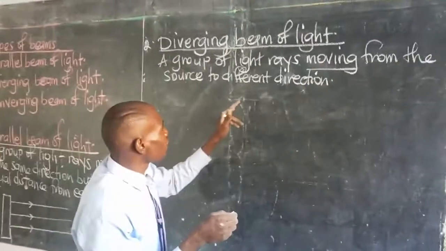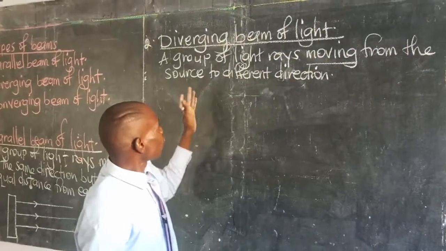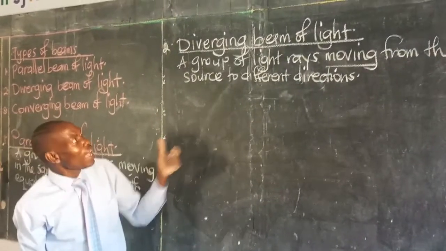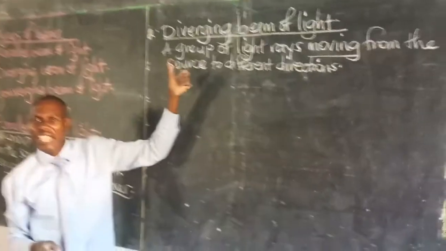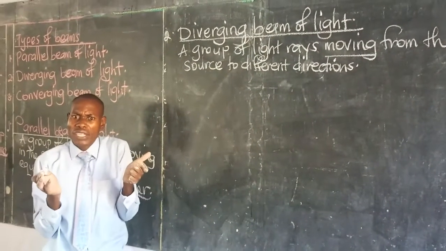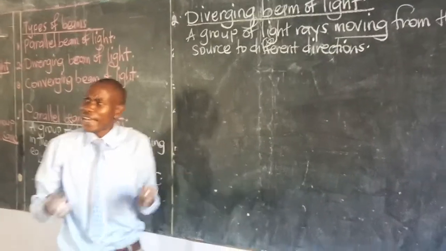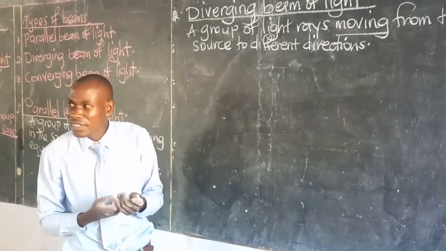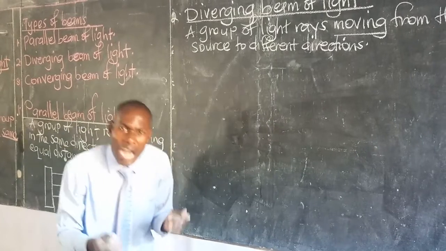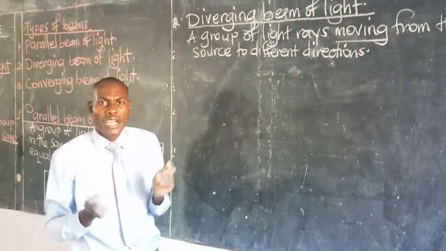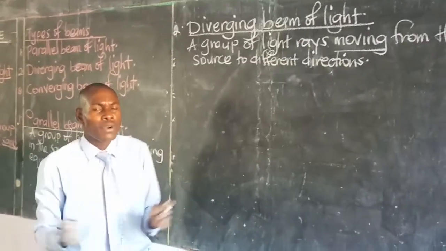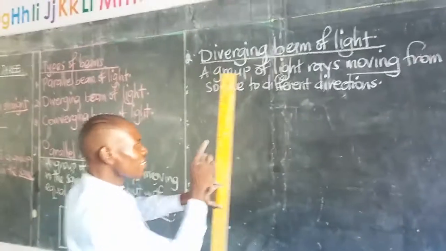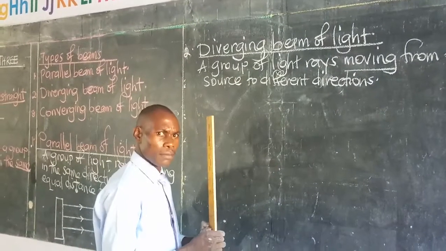A group of light rays moving from the source to different directions. That is what we call a diverging beam of light. You can also say, in your own English, a diverging beam of light is a group of light rays which spread outwards from the source.